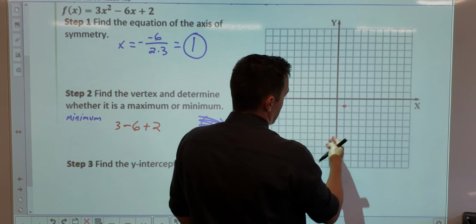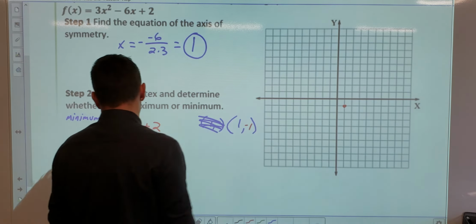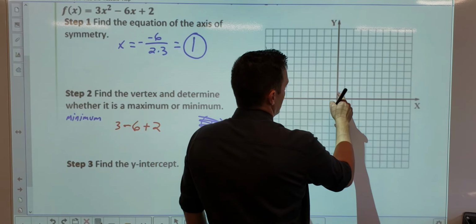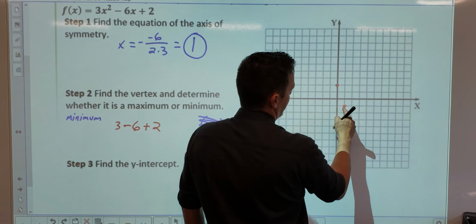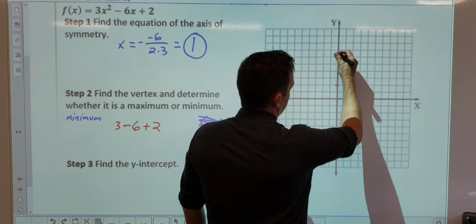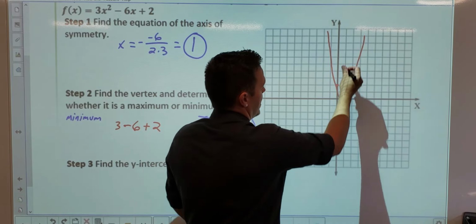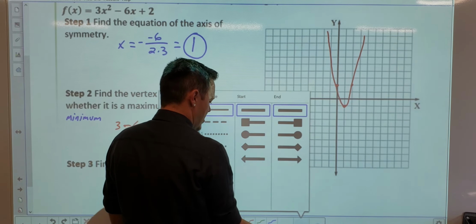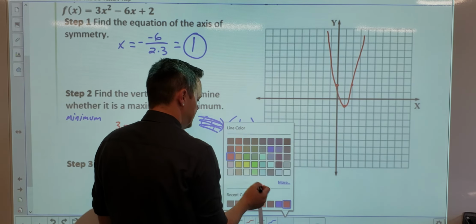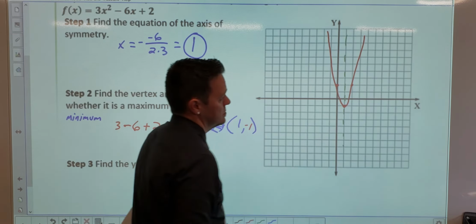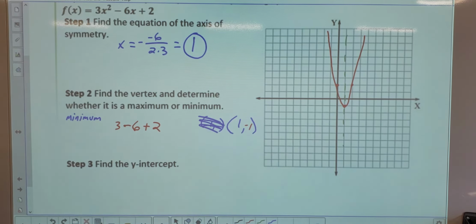I know it's going to be a minimum, so I know I'm getting a U. And it says find the y-intercept. The y-intercept is a 2. So if this is my vertex, there's my y-intercept. Or there's my y-intercept. I go over 1 because remember, there's an imaginary line that splits this down the middle. You go from there. That's it.